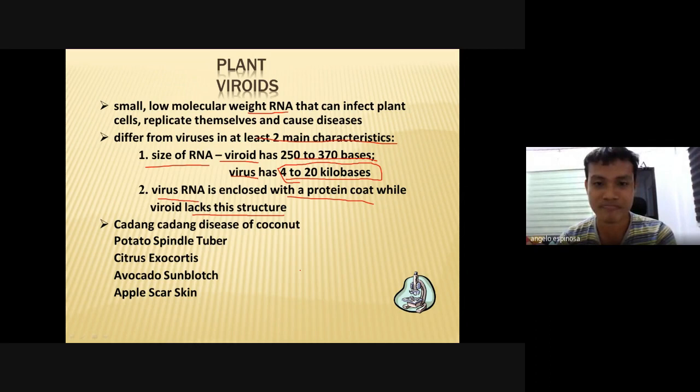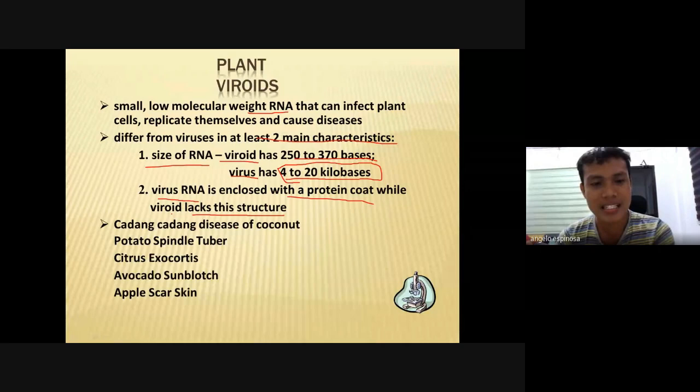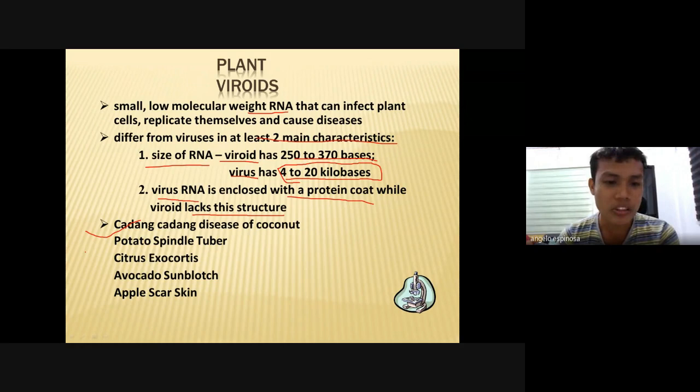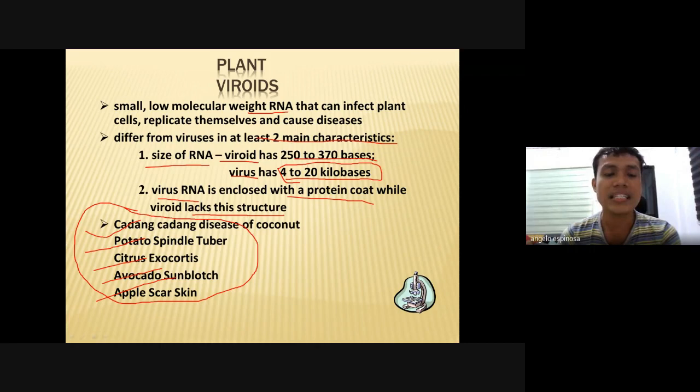So what are the examples of the diseases na causal agent ng viroids? We have kadang-kadang disease of coconut, potato spindle tuber, citrus exocortis, avocado sunblotch, and apple scar skin. Ito yung mga popular at sikat na mga diseases na causal agent ng viroids. Okay?